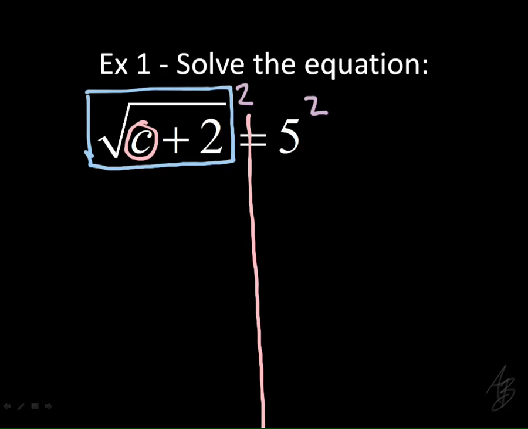What happens on the left side when we square it? What happens to that square root? It goes away. The square and the square root cancel each other out. You guys remember this from when we were simplifying square roots?